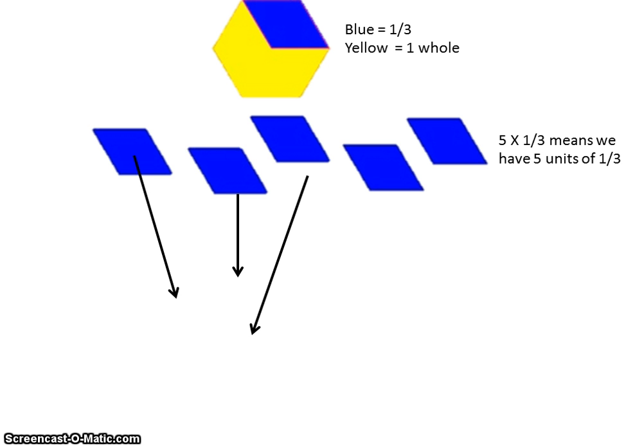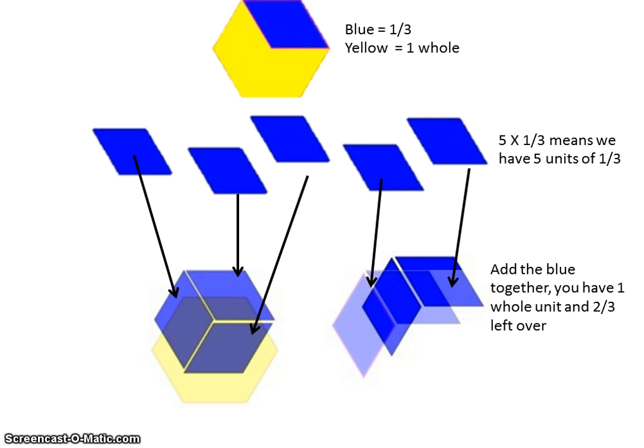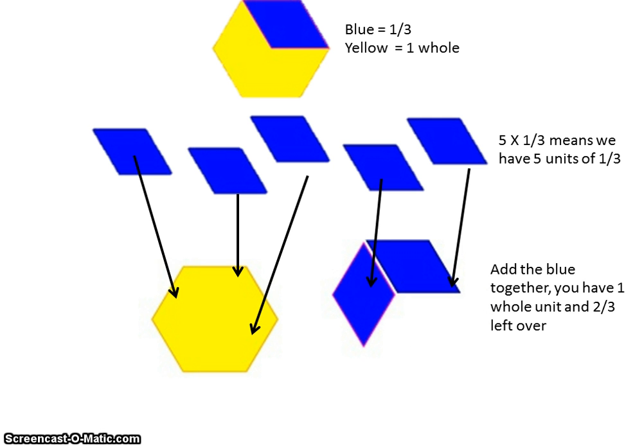We also know that we can combine 3 of the 1/3 units into 1 whole unit, and then we also know that we can combine the remaining 2/3 units into a unit of 2/3. So we have 1 whole unit and 2/3 left over, which equals 1 2/3 cups of sugar.